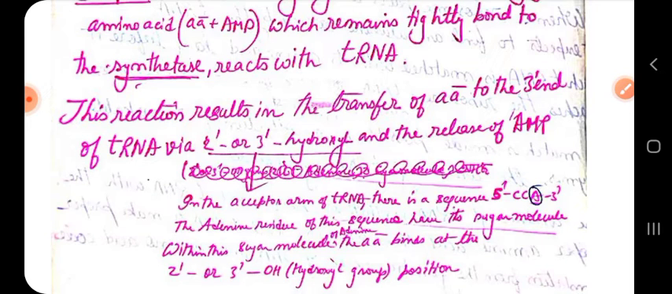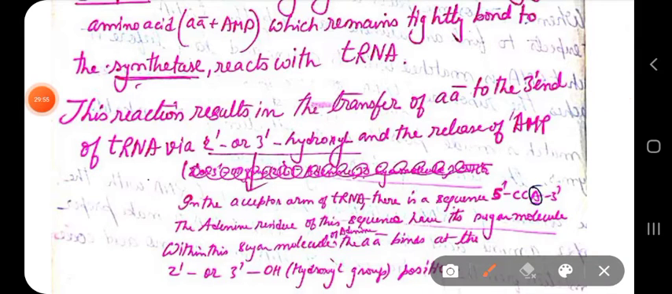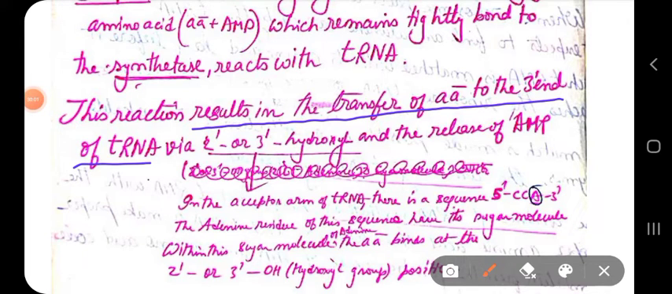So during this reaction, what happened? Again I repeat, amino acyl AMP, which is your adenylated amino acid, that is your amino acid attached with AMP, is now attached with the enzyme amino acyl tRNA synthetase. This enzyme then reacts with the tRNA and results in transfer of the amino acid to the 3' end of the tRNA via the 2' or 3' hydroxyl and release of the AMP.